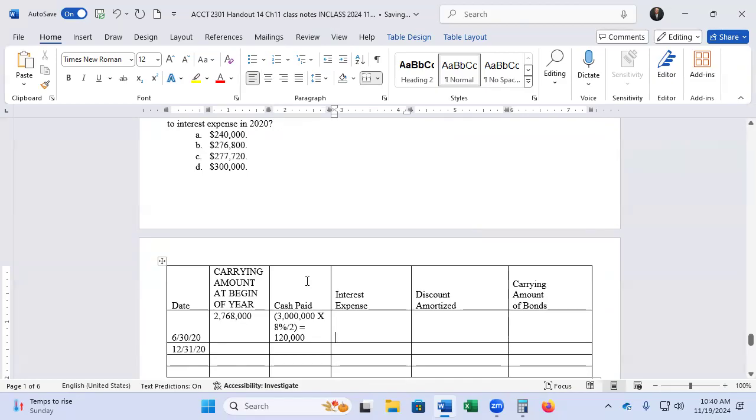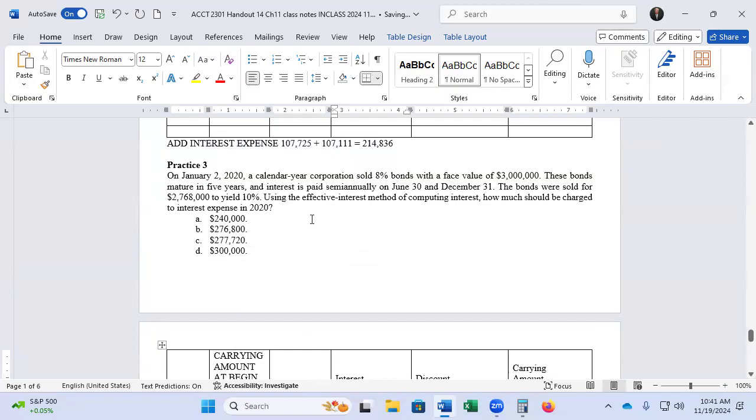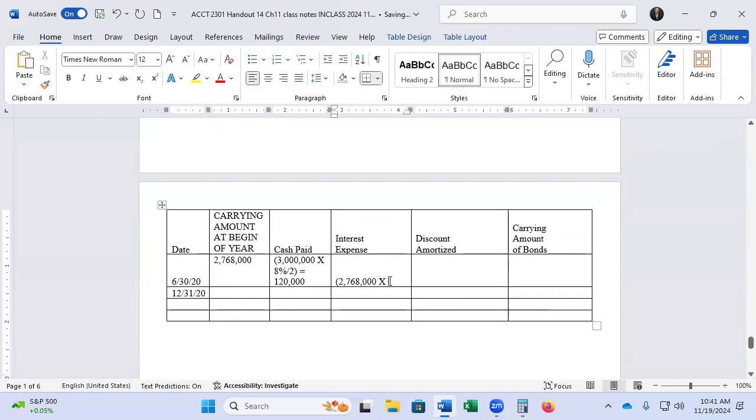Our interest expense, we take the 2,768,000, and now we want to know what is our effective rate. And so we have to look for the yield. The yield is 10%. And so we multiply it by 0.1 divided by 2. And I get 138,400. So amortization of the discount, 138,400 minus 120,000 equals 18,400.